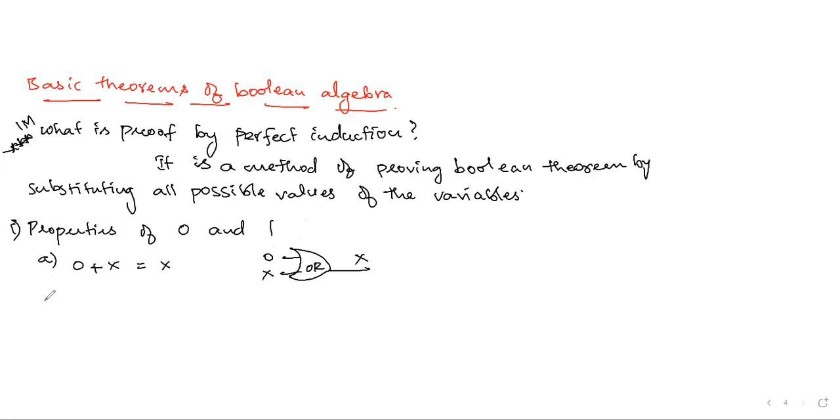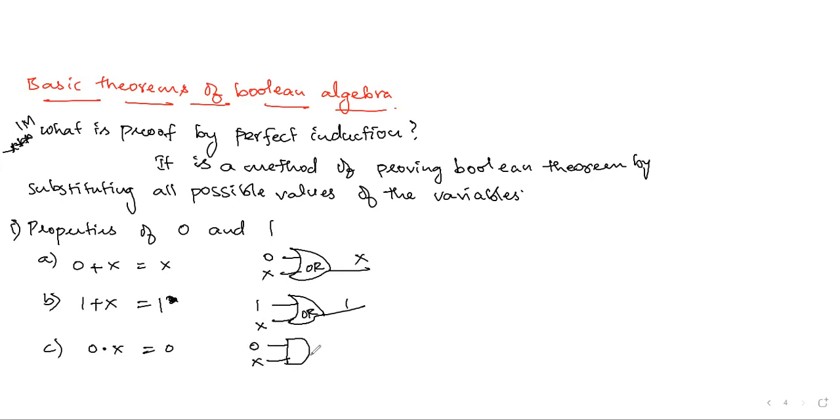Is that clear? Now b, 1 or x will be 1. Take the OR operator, 1 or x. So this OR gate will get 1. And c, 0 and x will be 0, the AND operator. So 0 and x will be 0. Next d, 1 and x will be 1. 1 and x will be x. So this is the AND operator. So these are the properties.